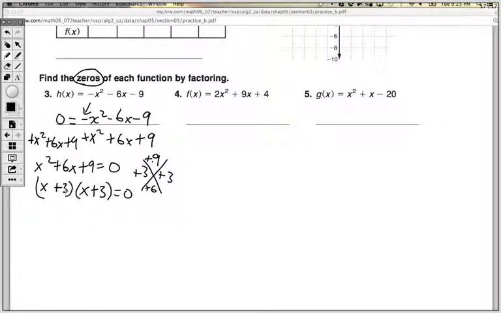equals 0. Now, if I were to solve that, I just have to do x plus 3 equals 0. So x is going to be equal to -3. So I'm not finding two zeros. There's only one 0, but it kind of happens twice there.